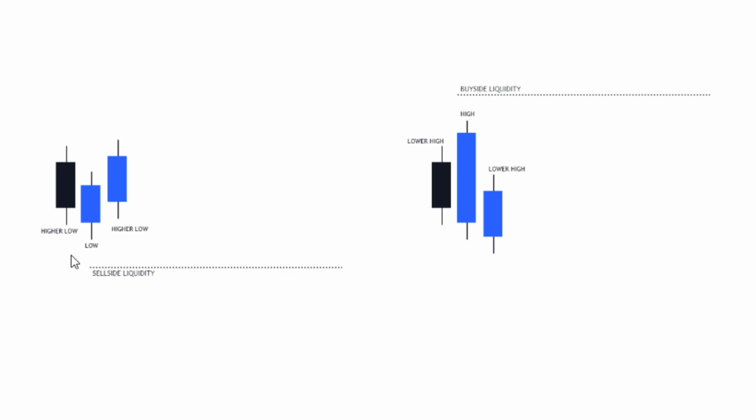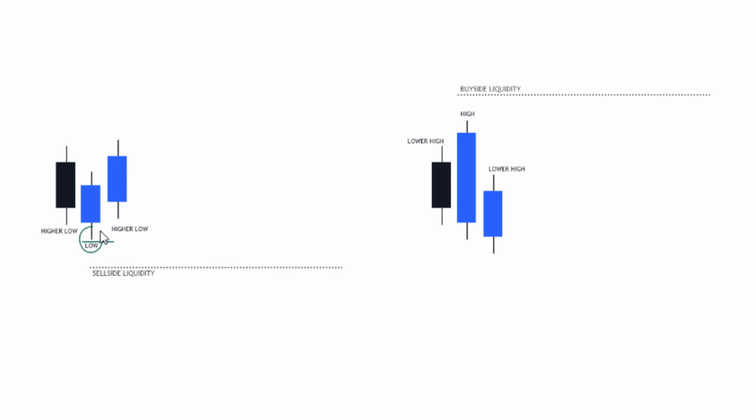So this is a swing low and this is a swing high. When you have a candle at the lowest low, the lowest candle in the middle, and we have a higher low at the left and a higher low at the right, this is your swing low. Anyone that is going long from here, their stop loss will be placed at this low.